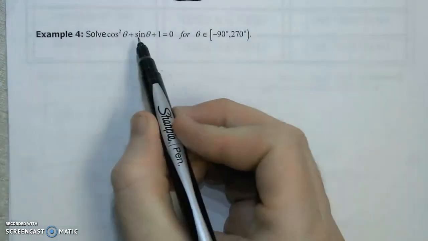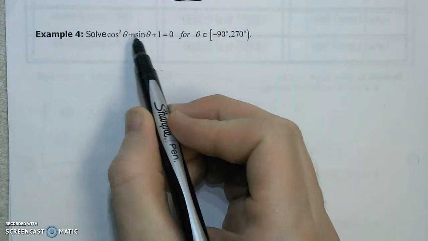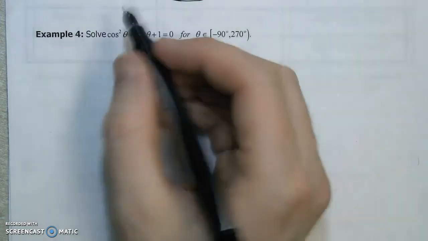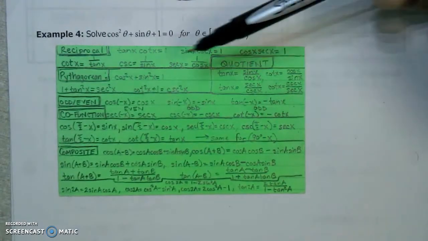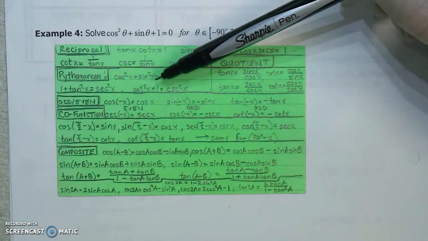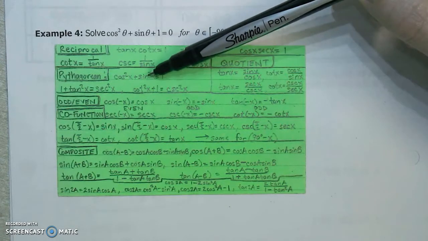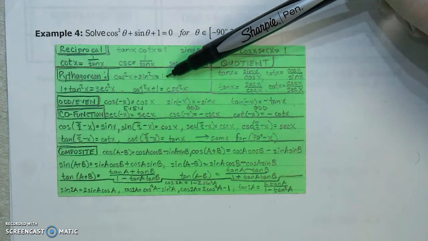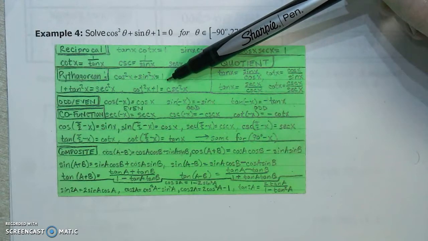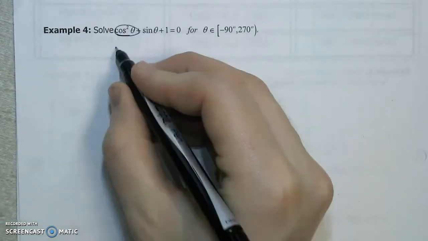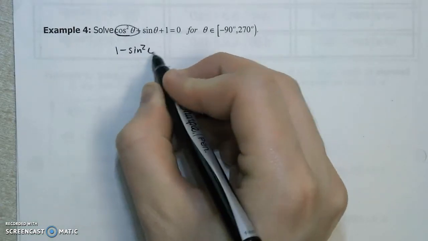We don't have very many properties where you can just change sine. But we do have a Pythagorean property that we could use to change cosine squared. So if you look at your properties, I've got this property that says cosine squared plus sine squared is 1. So if you subtract that sine squared to the other side, that would say cosine squared equals 1 minus sine squared. That's what we're going to change it into. We're going to change that into 1 minus sine squared.